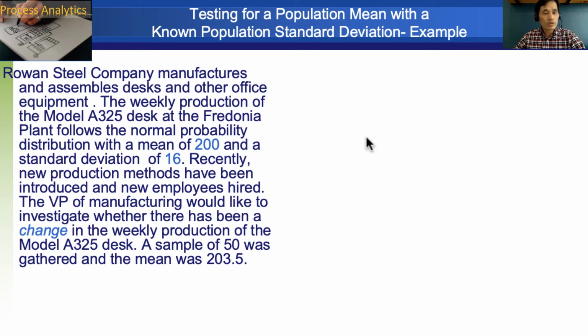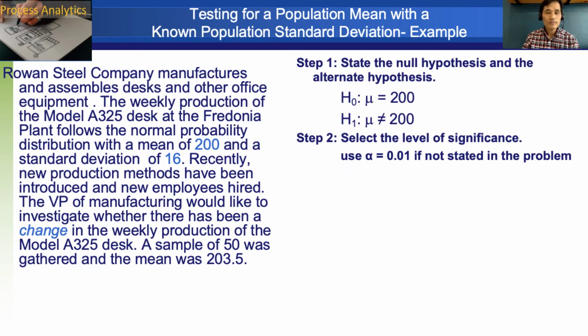Recently, new production methods have been introduced and new employees hired. The VP of manufacturing would like to investigate whether there has been a change in the weekly production of the Model A325 desk, and a sample of 50 was gathered and the mean was 203.5. So let's first conduct, by the way, this is not a two sample test, but a population mean test.